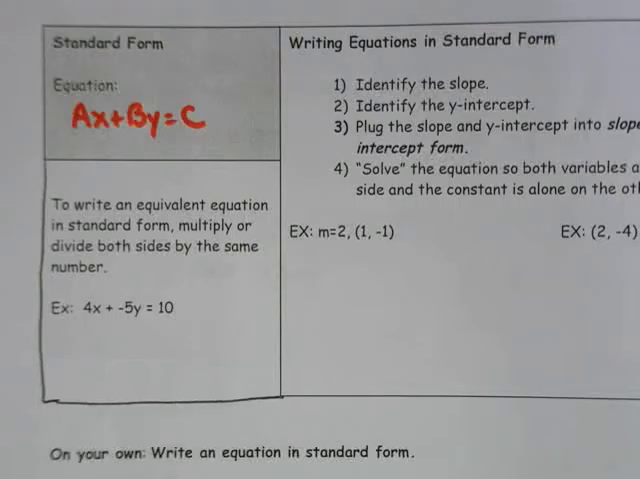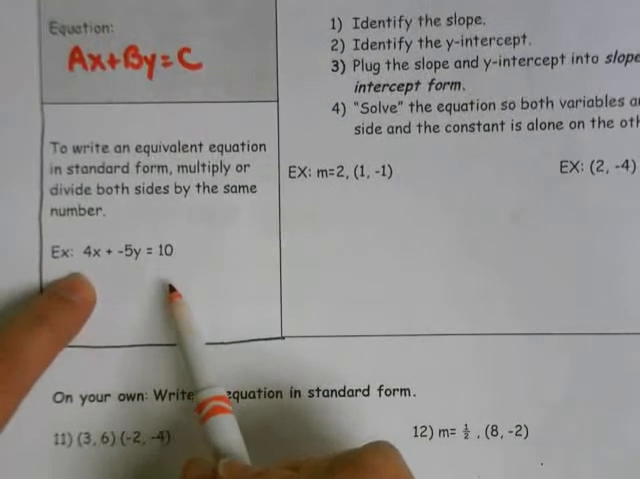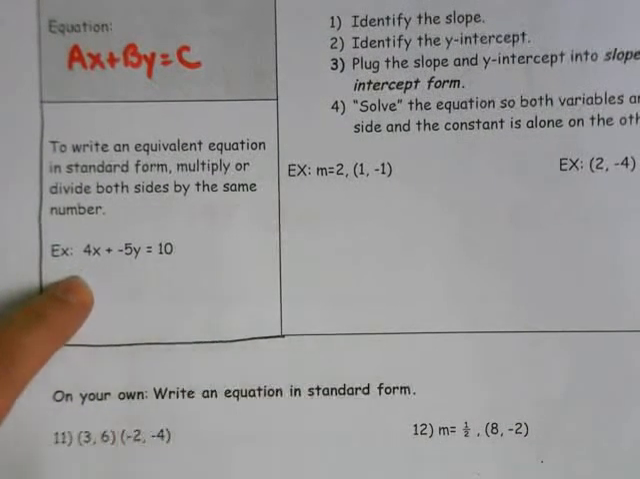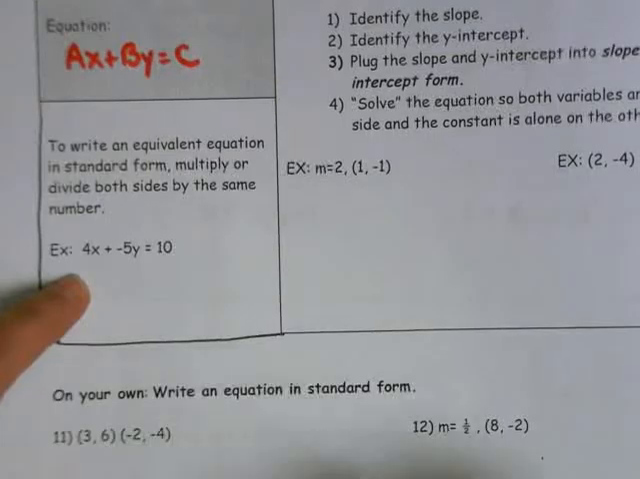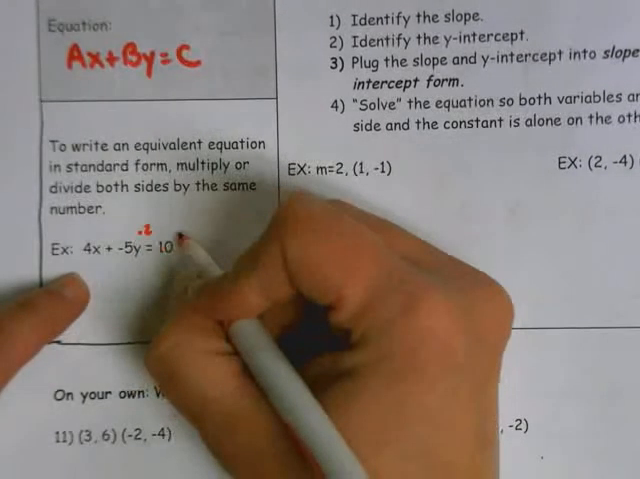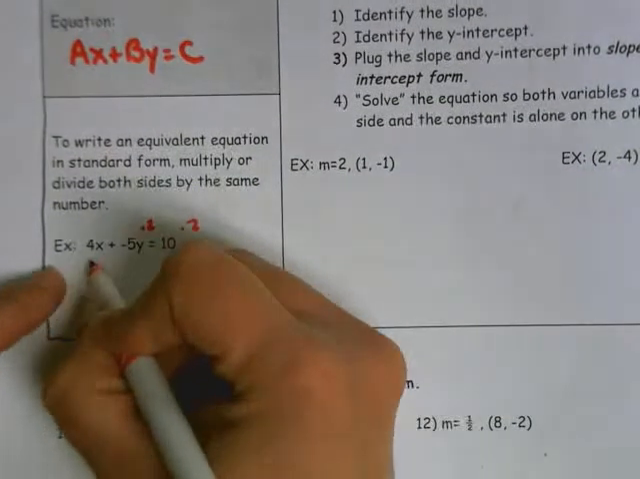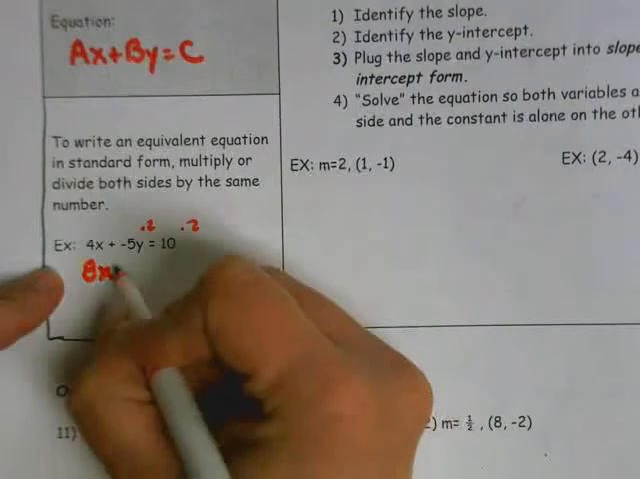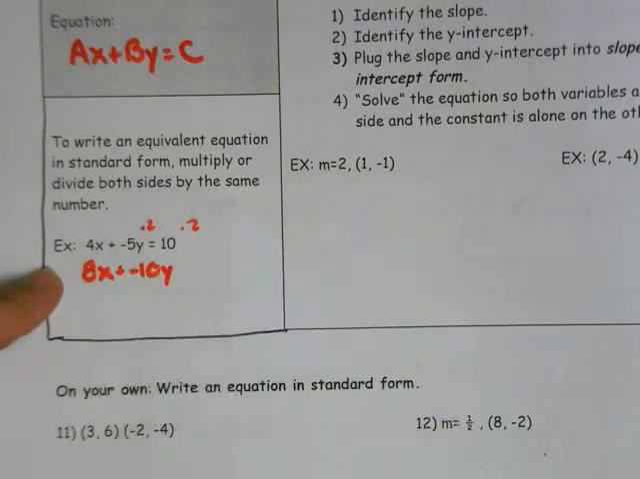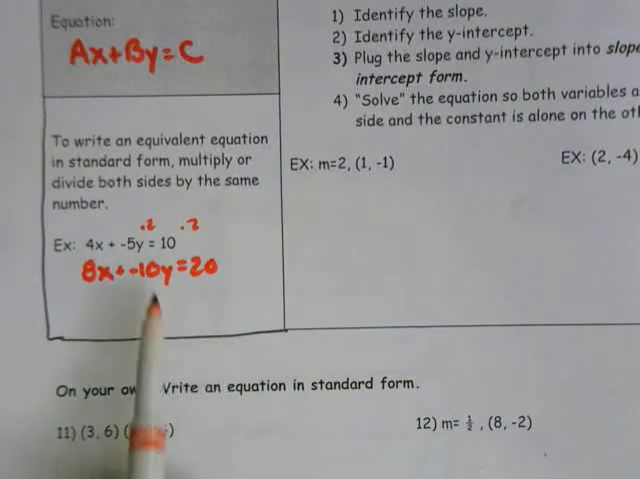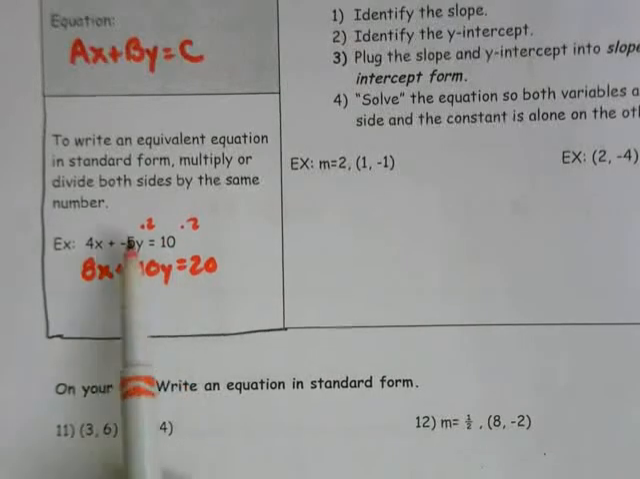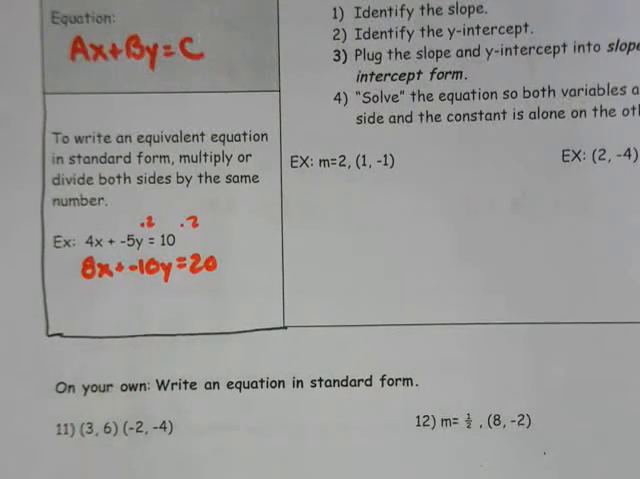If your instruction said, give me an equivalent equation, an equal equation for this, pick something to multiply by. I don't know, what about 2? Multiply everything by 2. You could get 8x plus negative 10y equals 20. That would be an equivalent equation. Or you could multiply everything by 3, or multiply everything by 10, or divide everything by 2. As long as you're doing the same thing to both sides, you will make an equivalent equation.